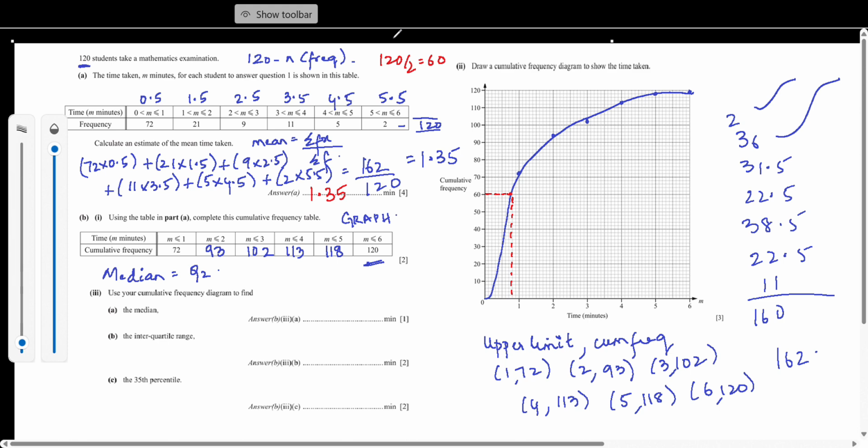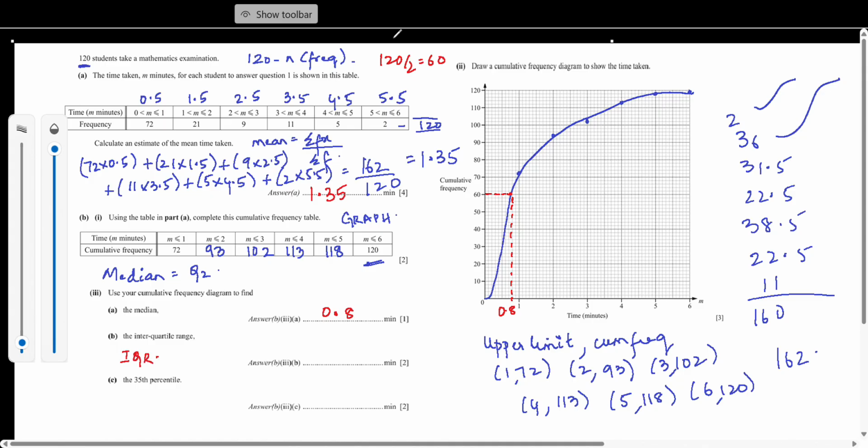Here, if you see, it is 2 blocks before 1. 10 blocks are 1. So every block is 0.1. So clearly this corresponds to 0.8. So the median should be 0.8 minutes. So we clearly see that the median and the mean are varying quite distinctly. So it depends on the scenario and the data for us to decide whether we have to choose mean, median or mode.